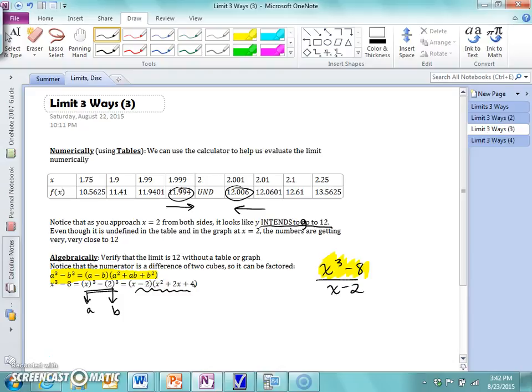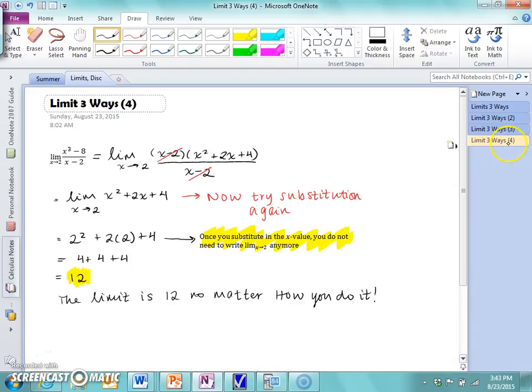And that's very important because you can't get rid of the 0 over 0 problem unless you can cancel something. And you can't cancel something until you factor your numerator. So make sure that's written down in your notes. When you're all set, go to this here.